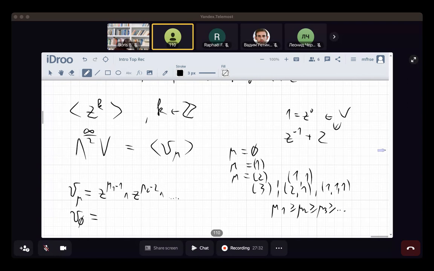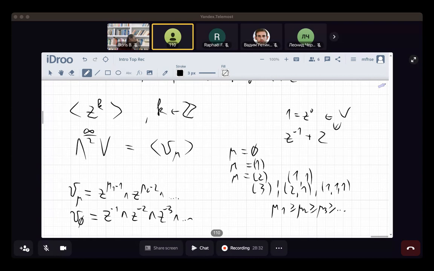For example, what is V empty? When mu is just an empty partition, what is V empty? It's the vacuum vector. When the length of your partition is some L, then mu L plus 1 we treat as 0. But what is it in terms of z? z to the minus 1, z to the minus 2, and z to the minus 3, and so on. It coincides with this V empty because mu is a finite partition.